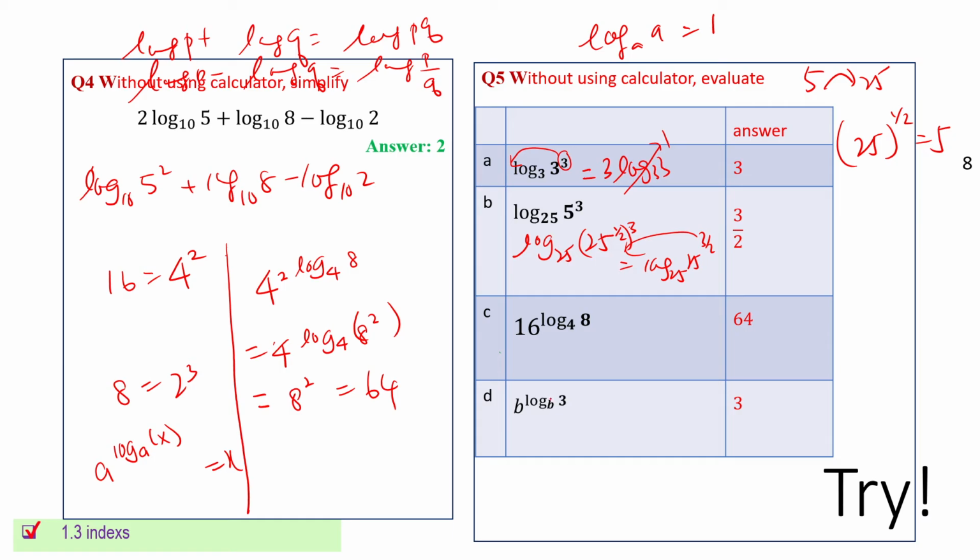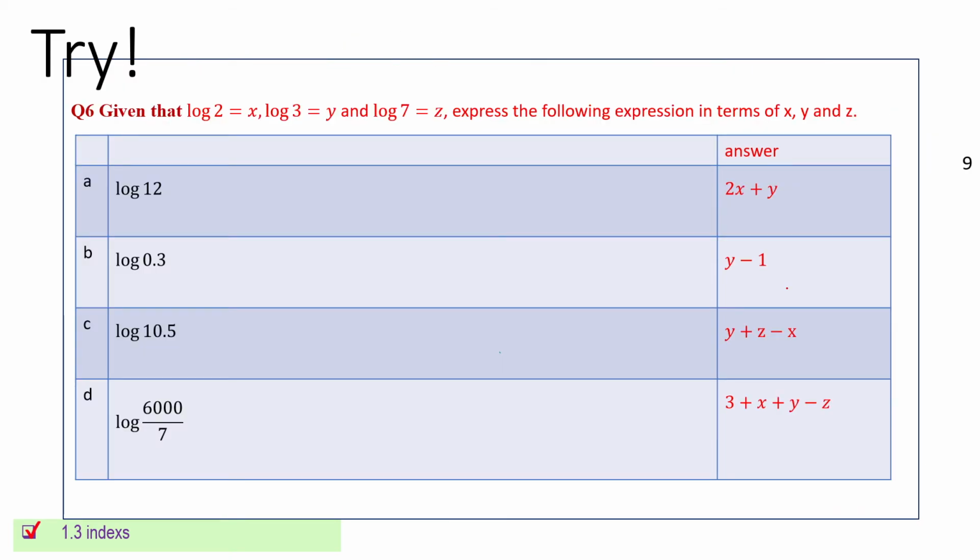Okay, so actually it's the same thing like this one. We have b to the power of log b of anything here, then that is the number 3. Okay, so question 6, given that log 2 equals x, log 3 equals y, log 7 equals z, express the following expression in terms of x, y, and z. So that means they ask you to rewrite in the form of x, y, z.